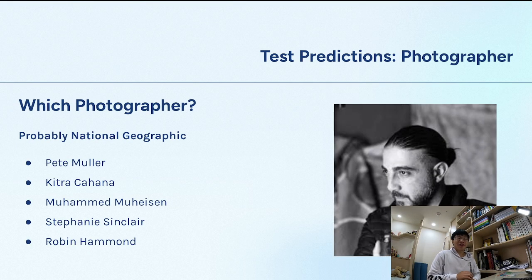Now, which photographer do I think it would be? I really do think it might be National Geographic. We've been doing them all year and on the entire unit, and they really have a lot of different photos to choose from. And here are some famous photographers that work for them that focus on topics including environment and gender roles. So Pete Muller, Kitra Kahana, Muhammad Muhaysen, Stephanie Sinclair, and Robin Hammond. I think these are some really established photographers whose photographs are linked to our unit. So I think their photographs might come up.